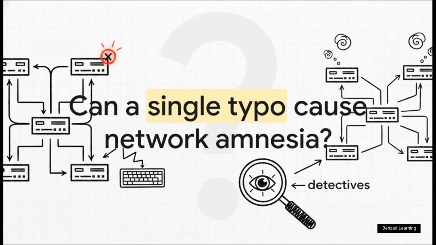So imagine this high-stakes scenario. You've got a massive enterprise network, right? Humming along perfectly. And then suddenly, an engineer makes a single tiny typo in a configuration file. Instantly, and I mean instantly, the routers completely forget how to reach each other. The whole network basically suffers from amnesia, and all data just stops flowing. So what just happened? And honestly, more importantly, how do we become the network detectives that go in and actually fix it?